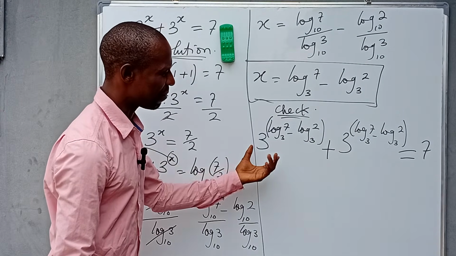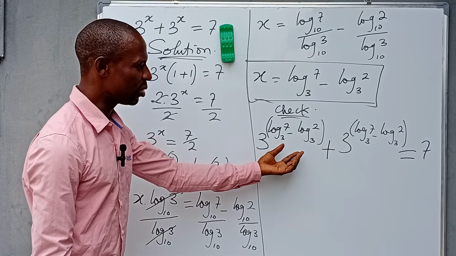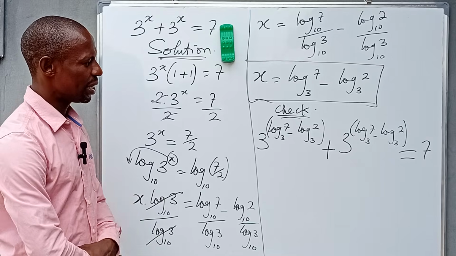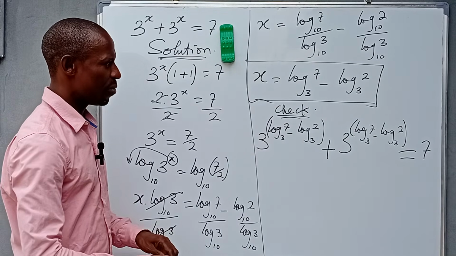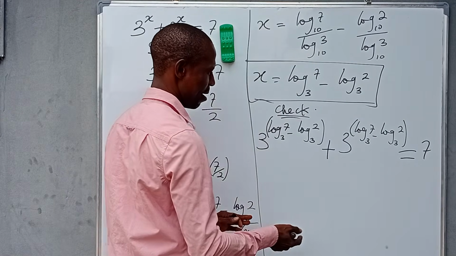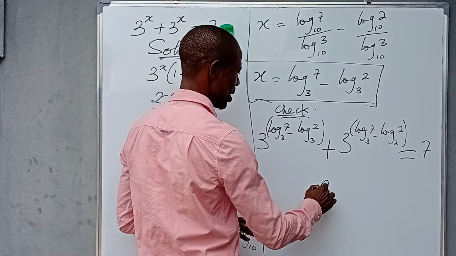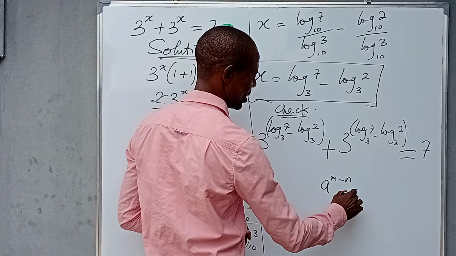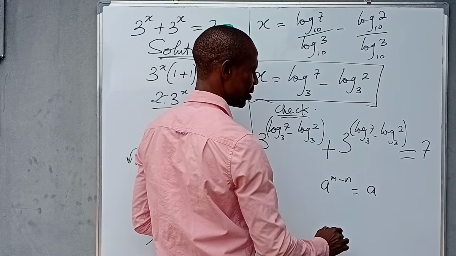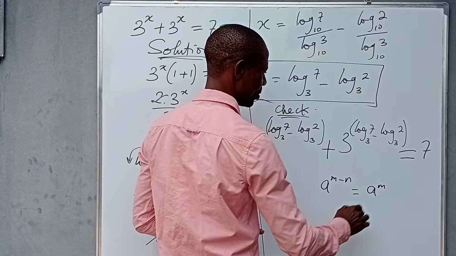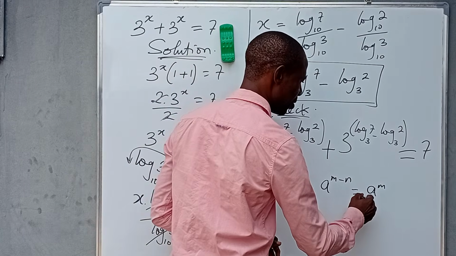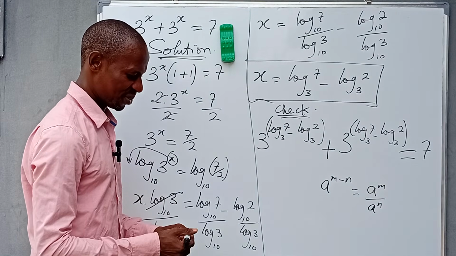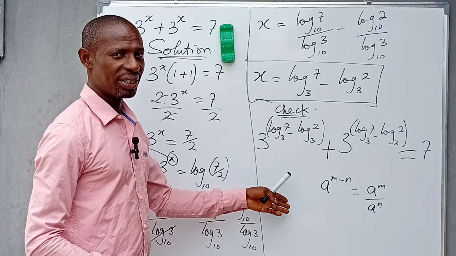Now, look at what we are having here. I want to rewrite the whole of this expression and also this expression. Remember the law in indices, which says that if you have a to the power of m minus n, this is equal to a to the power of m, all over a to the power of n. You remember this law? Good. So this is what we call the division law of indices.